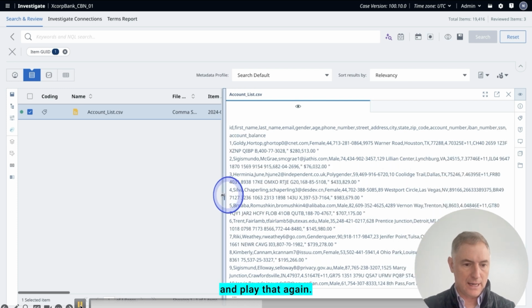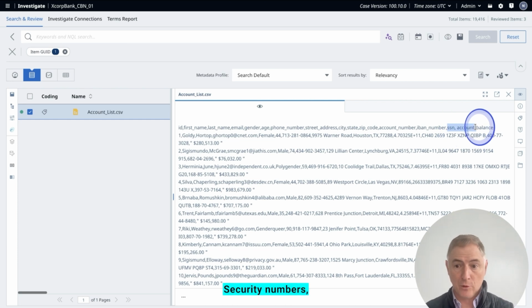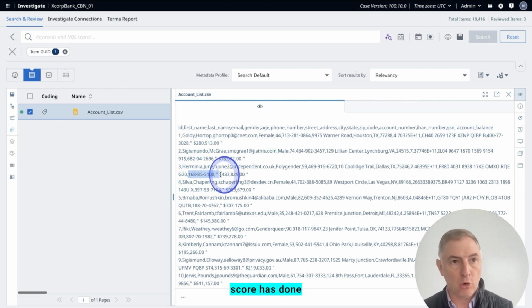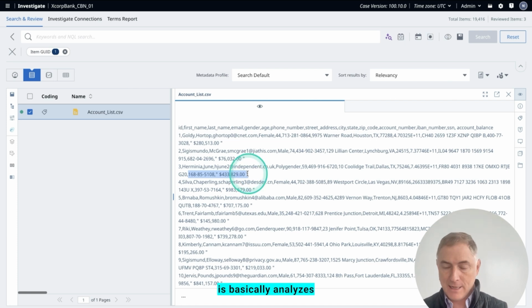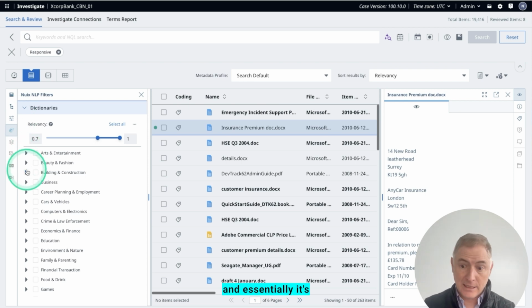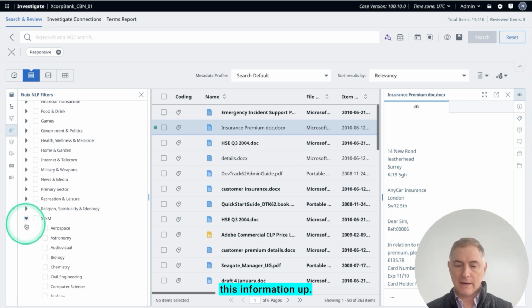We'll pause and play that again. You can see sort of all of that information. So I've got social security numbers, I've got dollar figures, etc. And so what the risk score has done is it has basically analyzed this account list, this file, account list.csv, and essentially it's scored it. And you can see across all of these different dimensions that the whole idea is about promoting this information up.